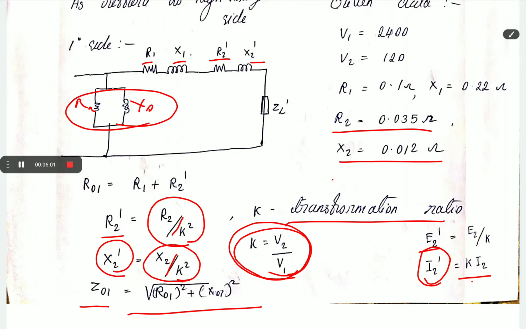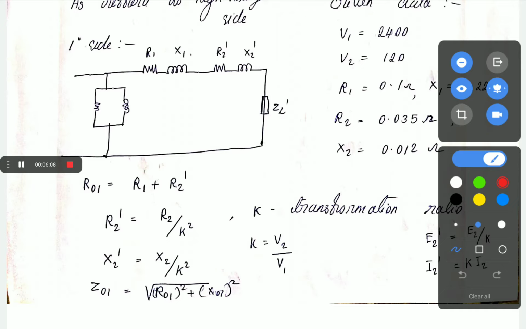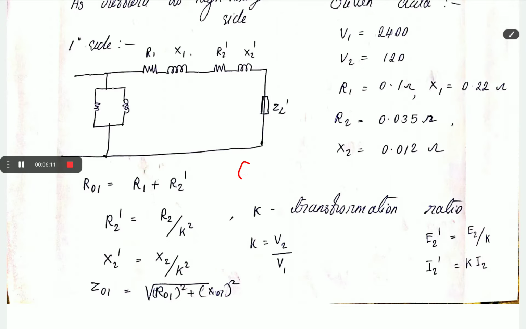Otherwise, I told you another method. If we are transferring to the primary side, the destination side should be on the numerator, and from where you are going to transfer, that should be at the denominator, and multiply with this transformation ratio. That way also we can transfer resistance. That is, R2 dash can be calculated by R2 into K square, but how should this K square be?